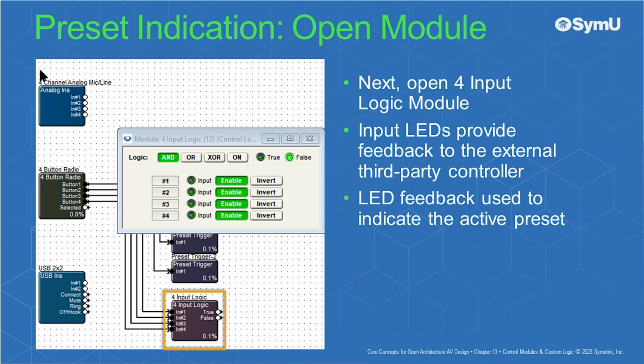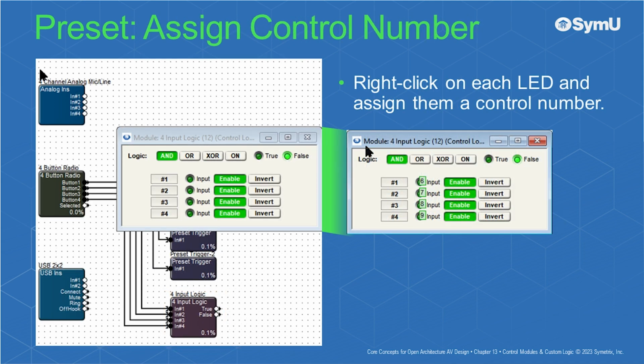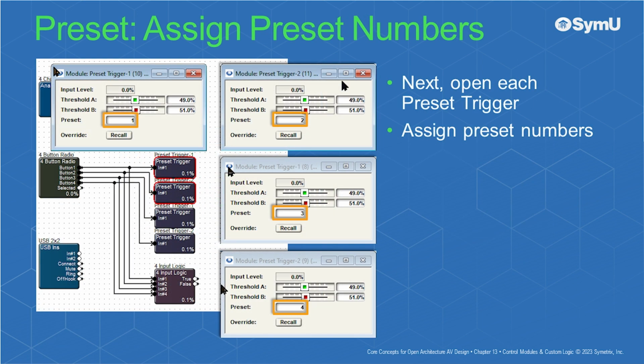Next, open the 4-input logic module. The input LEDs provide feedback to the external third-party controller. The LED feedback is used to indicate which preset was last recalled or what could appear as active to an end user. Right-click on each LED and assign them a control number. Next, open each preset trigger and assign the preset numbers.